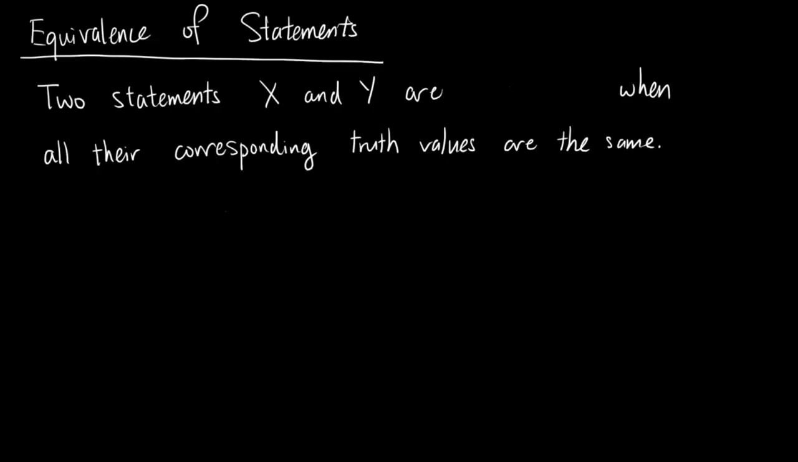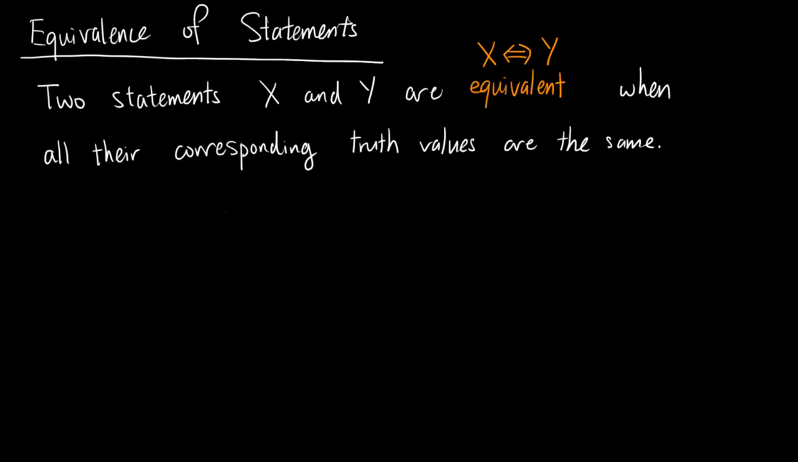After understanding the concept of truth tables, we can now talk about the equivalence of statements. 2 statements, x and y, are equivalent when all their corresponding truth values are the same. And we write a double arrow between x and y.